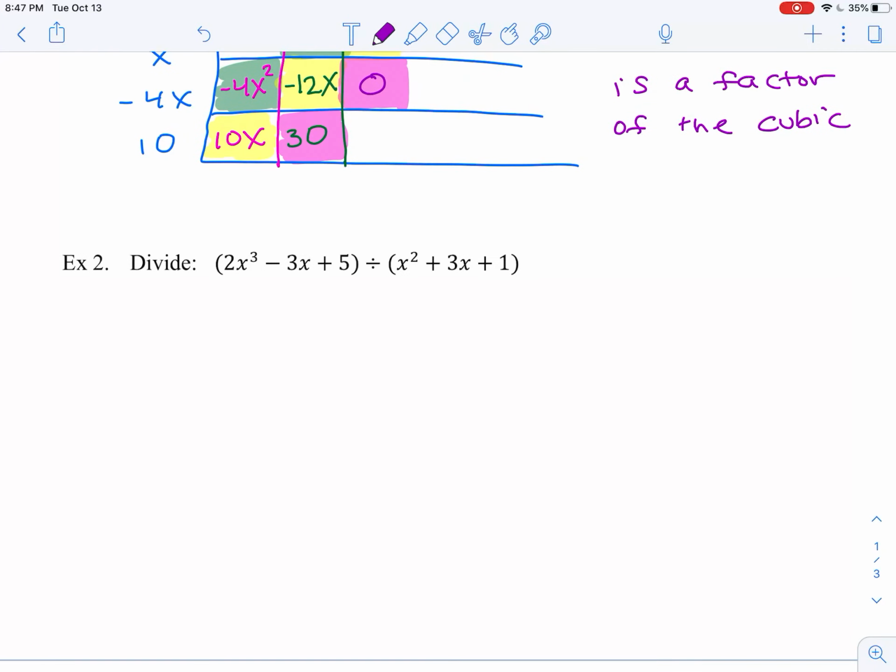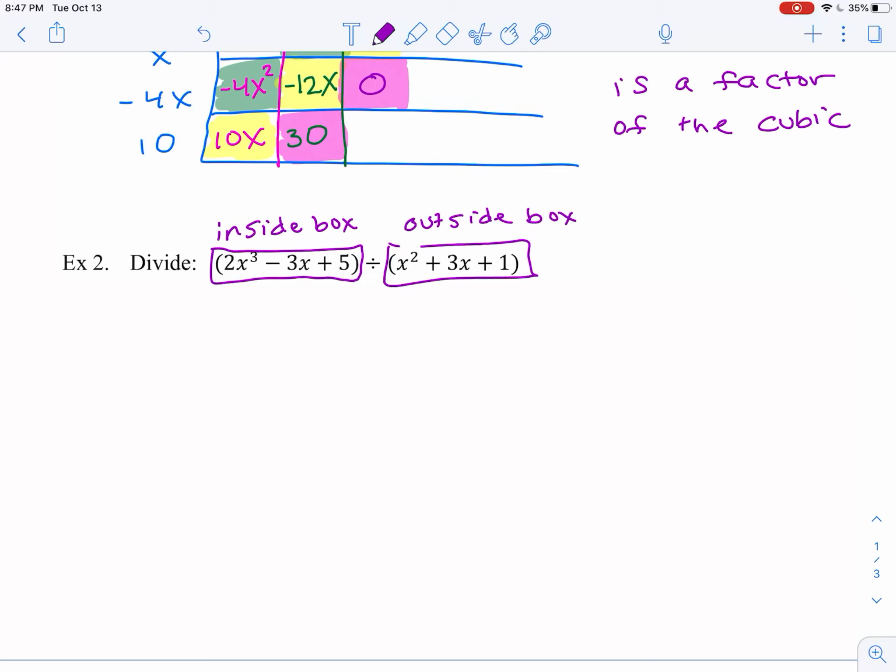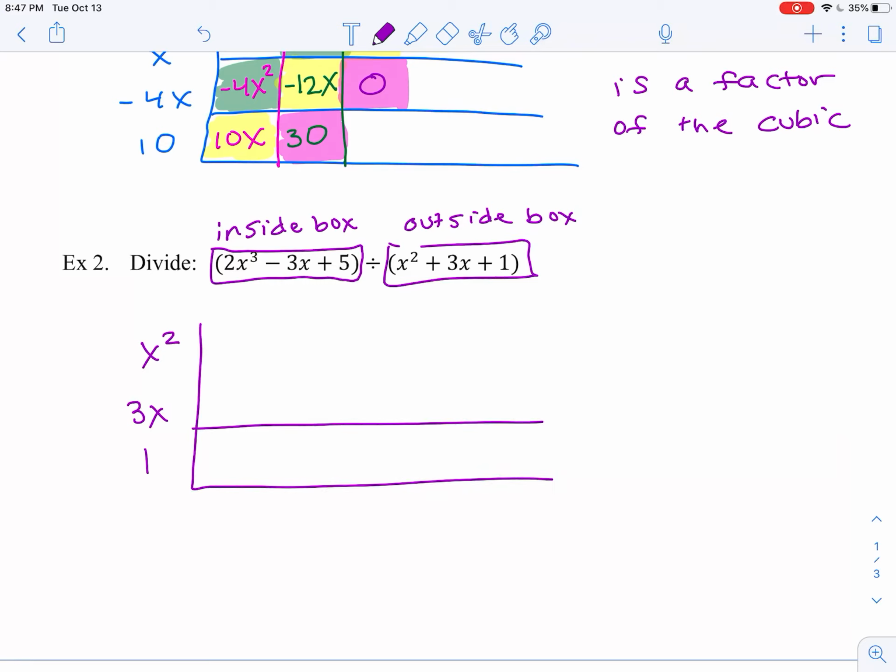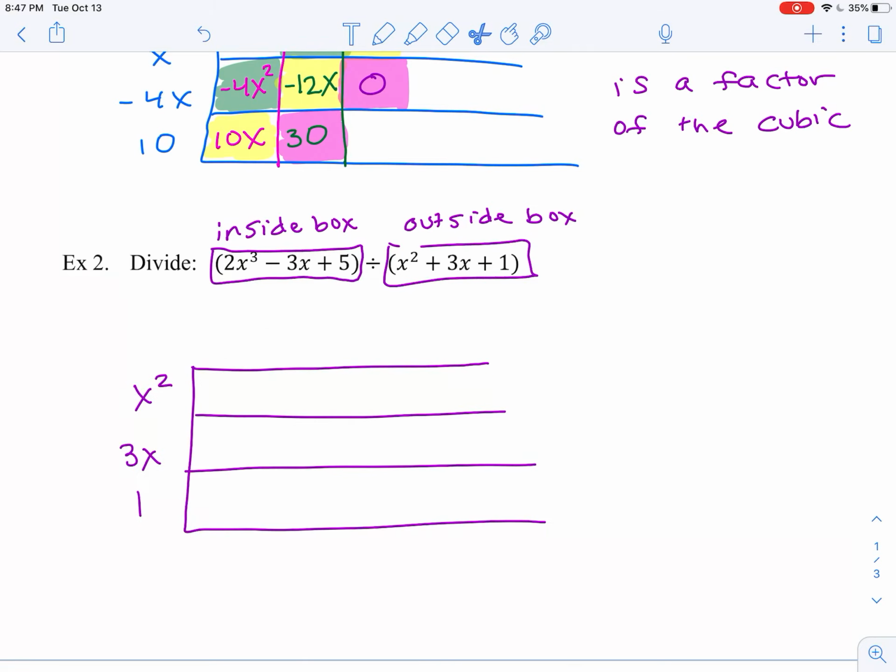So I'm going to set this up again. Here's what is inside the box. Here is what is outside the box. And so I'm going to set up that x squared, 3x, and 1. And I'm going to set up my area model. And I'm just going to give it as much space as I need, right? And I'm going to just start with this first term, 2x cubed.